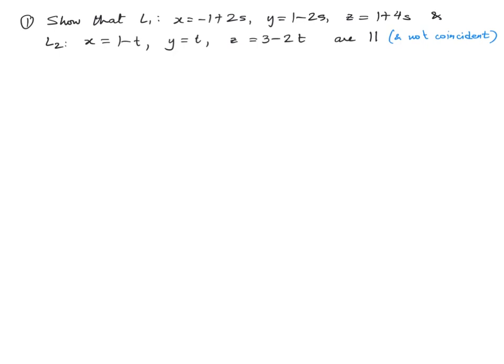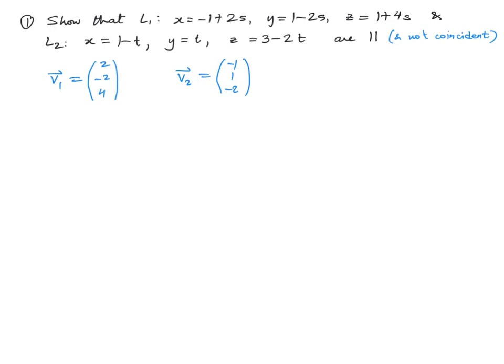So to show that they are parallel and not coincident, I will first find their direction vectors. So v1, again, if these are the parametric equations, x equals, y equals, and z equals, I can read the coefficients of the parameter off, and that will give me my direction vector. So v1 is 2, negative 2, 4. And then v2, the direction vector for the second line, again, x equals, y equals, z equals. I can read the coefficients of t now, so negative 1, 1, negative 2. So I have v2 equals negative 1, 1, negative 2.